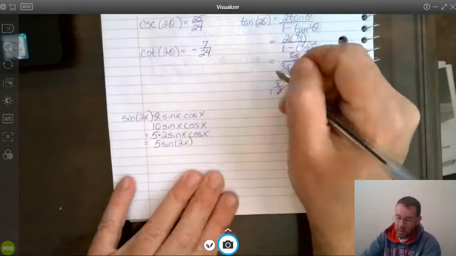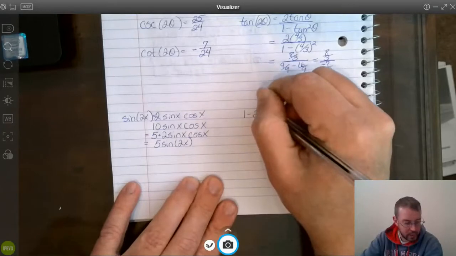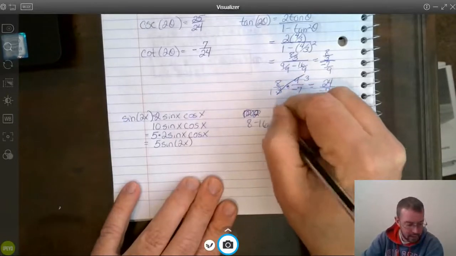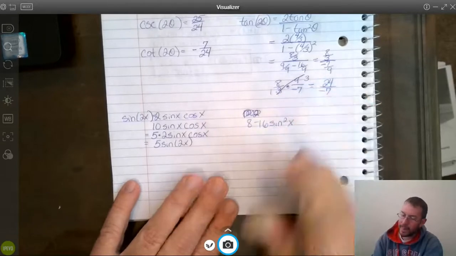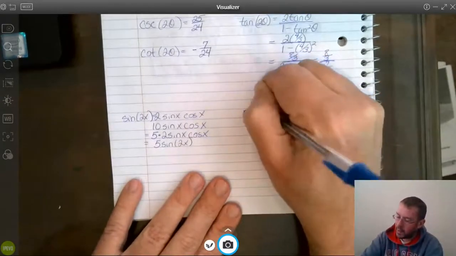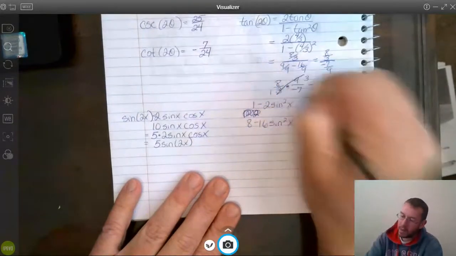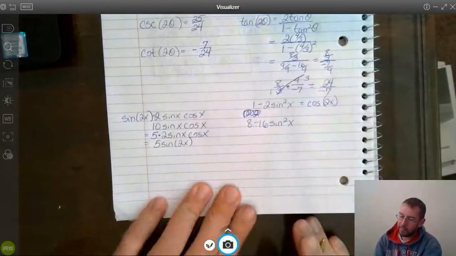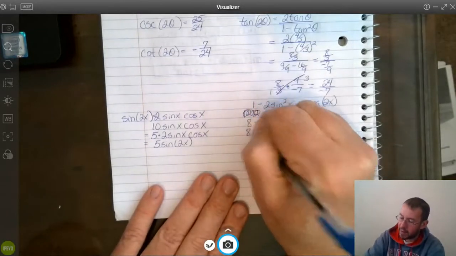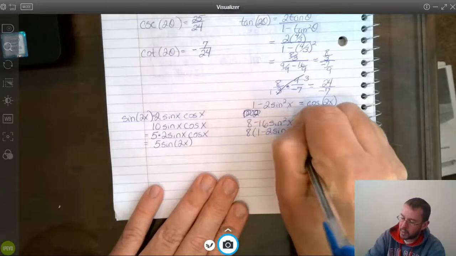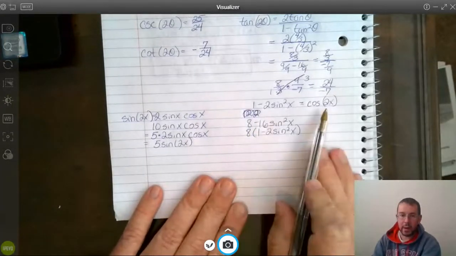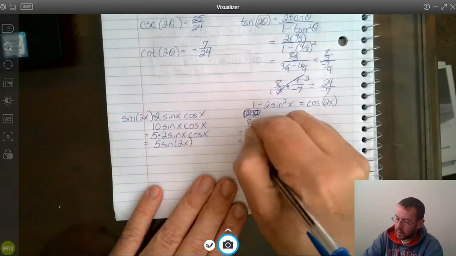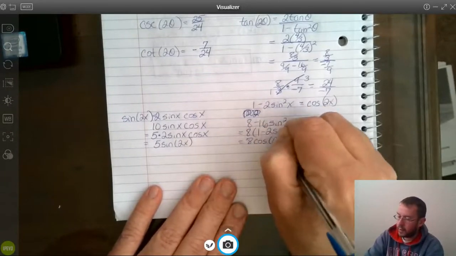Similarly, let's look at 8 minus 16 sine squared x. Hopefully we noticed that this looks like 1 minus 2 sine squared x, which we know is one of our double angles for cosine. So if I factor out an 8 here, I'm left with 1 minus 2 sine squared x. Well, I know that 1 minus 2 sine squared x is simply equal to cosine of 2x. So I can replace this with cosine of 2x. So I simply get 8 cosine of 2x.